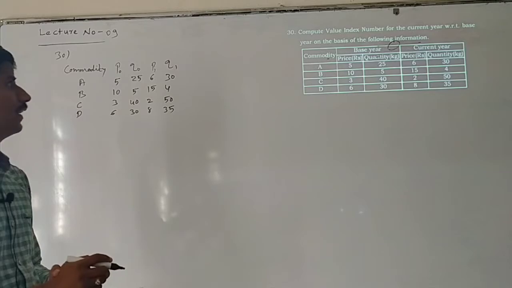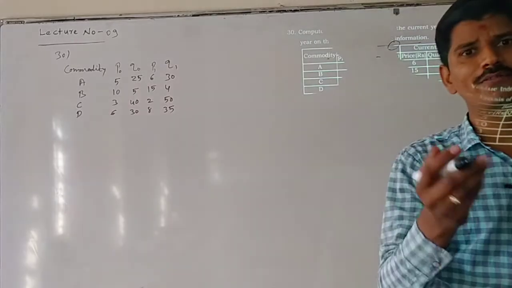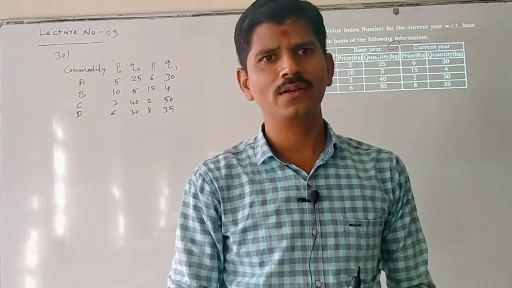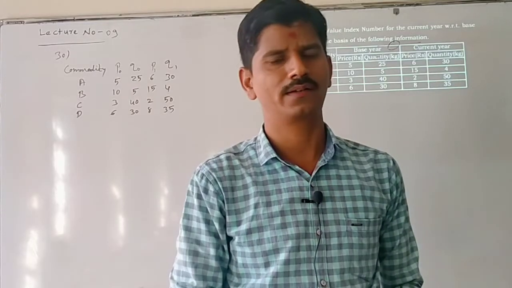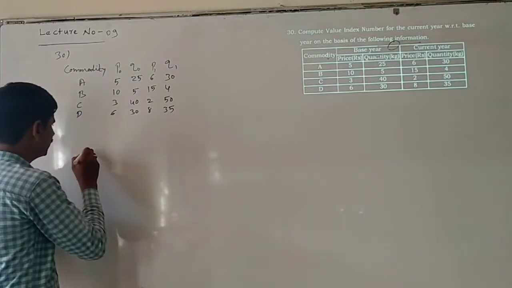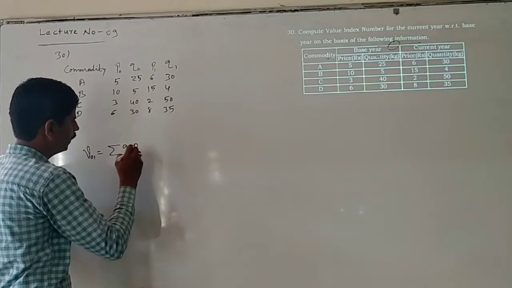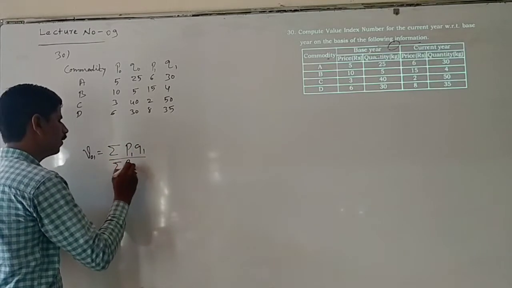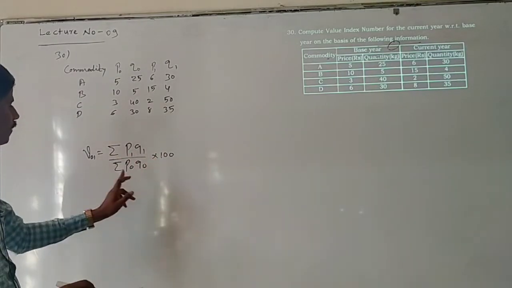Here they are asking to calculate the value index number. What is the value index number? It indicates the total money value, that is the price multiplied by quantities in the current period as compared to that of the base period. We have to apply the formula V01 equal to sum of P1 into Q1 divided by sum of P0 into Q0 into 100.